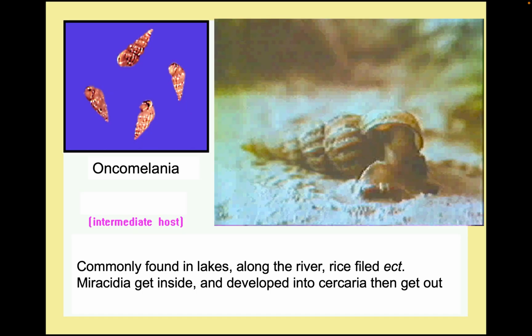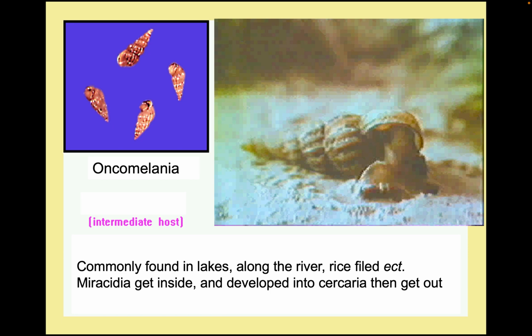And this is a picture showing the intermediate host, and it's a specific freshwater snail. Its name is called Oncomelania. Oncomelania is the only intermediate host for blood fluke. This kind of freshwater snail is commonly found in lakes or along the river, and usually you can also find them in the rice field.